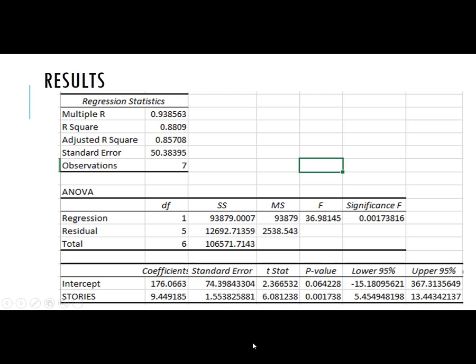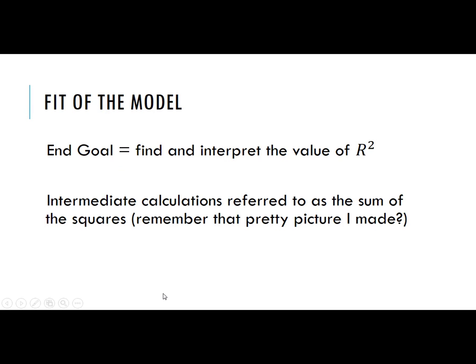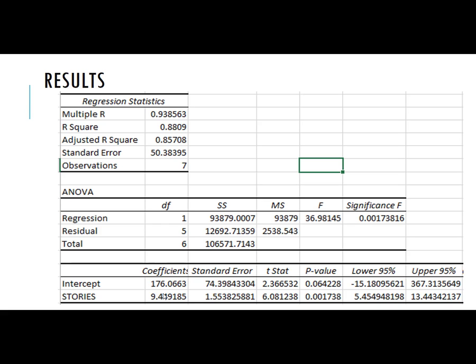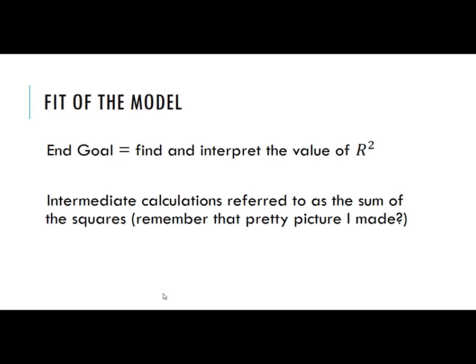So again, here are the results. We see here the residual SSE. Excel calls it residual for the error term, and the slope and the intercept. The end goal really of doing this is to find and interpret the value of the R squared value. So back here we see the R squared value is 0.8809, right? So 88%, often interpreted as a percentage.